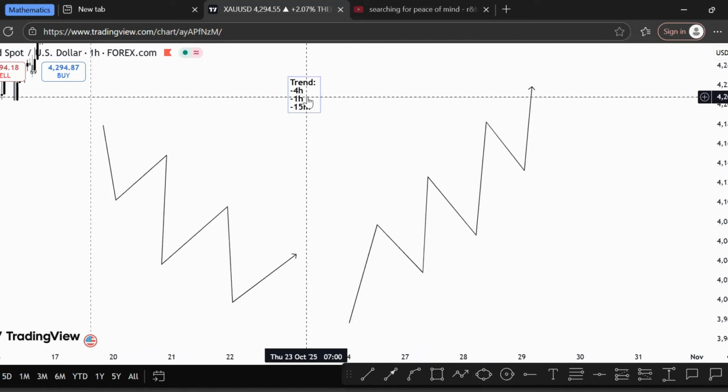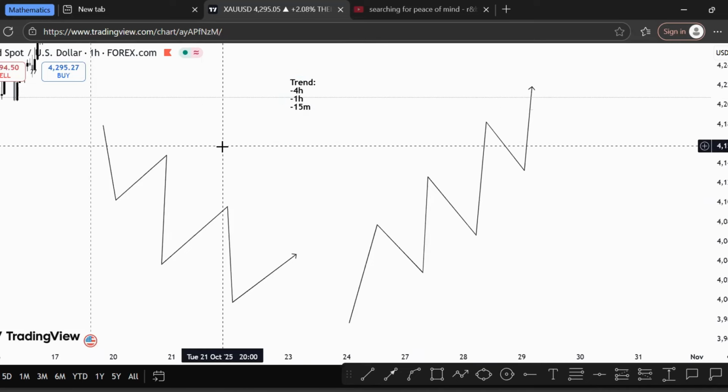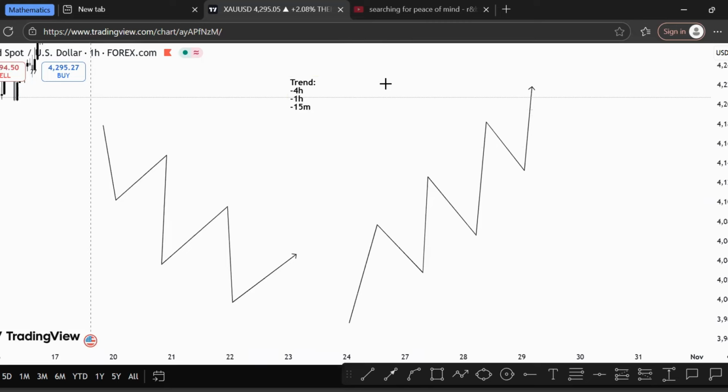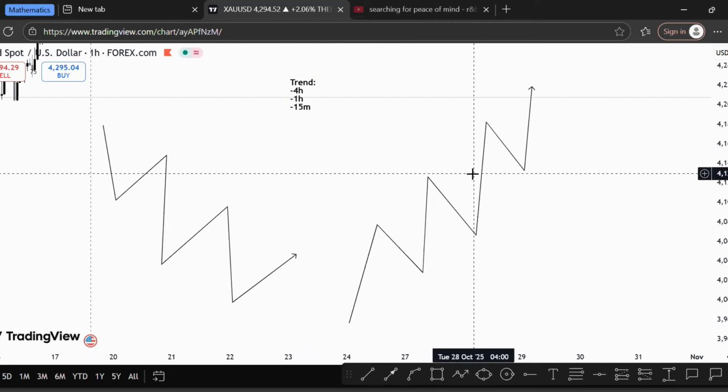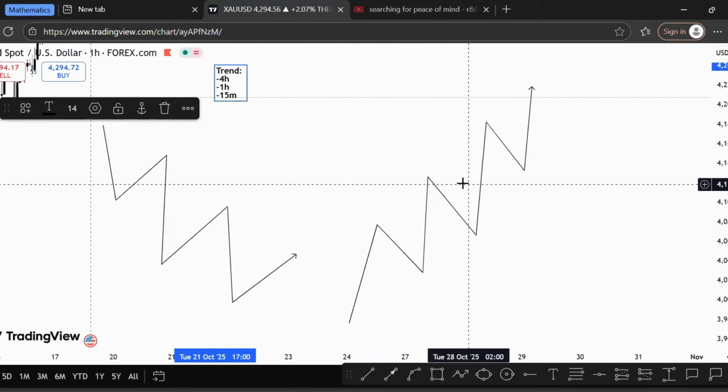If I don't find it on the 4 hour, I go to the 1 hour. If I don't find it on the 1 hour, I go to 15. If I don't find it, I then move to another pair. You get what I'm saying? So I look for these two. This is the first thing I do. I look for a trend, right?